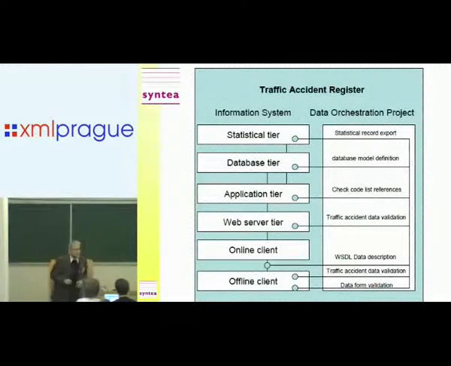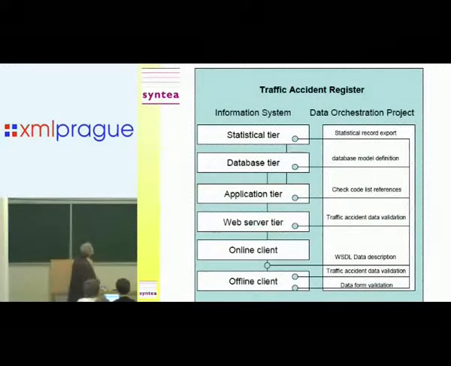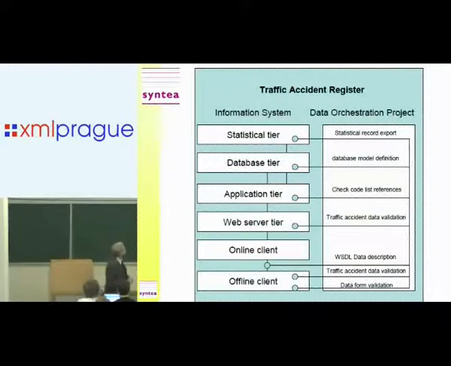On the web service tier, we make a validation of the XML contents of the web services. On the application tier, we need to make a consistency check of external code list codes against a database. And on the statistical tier, we need to make many different exports that are controlled through the XDefinitions.